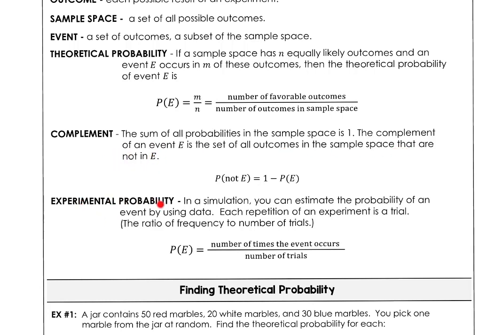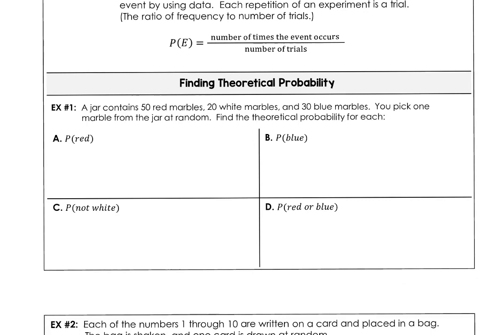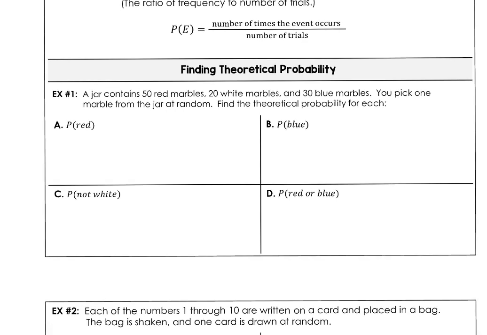And then we find experimental probability when we take the number of times the event occurs and divide it by the number of trials that we're going to perform. So let's jump right in here. If we're finding theoretical probability in a jar that contains 50 red marbles, 20 white marbles, and 30 blue marbles, and you're going to pick one marble from the jar at random, we want to find the theoretical probability that you're going to get a red marble.